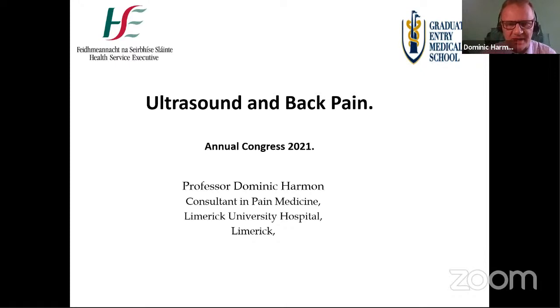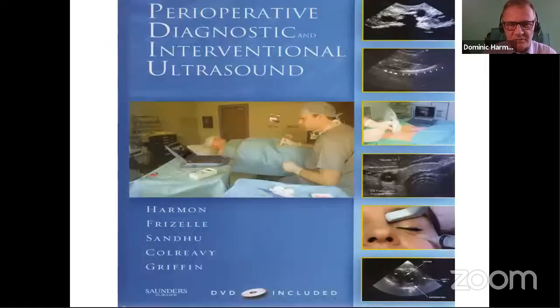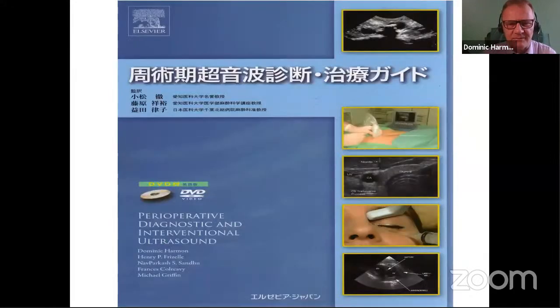So my name is Dominic Harmon. I have a big experience in terms of the use of ultrasound. I would normally do approximately 50 ultrasound guided procedures weekly. I published a lot in terms of literature, but also here's a textbook, Perioperative diagnostic interventional ultrasound. It's got big chapters on pain medicine as well. This book is in around 20 different languages. So that shows you a bit of my background experience.